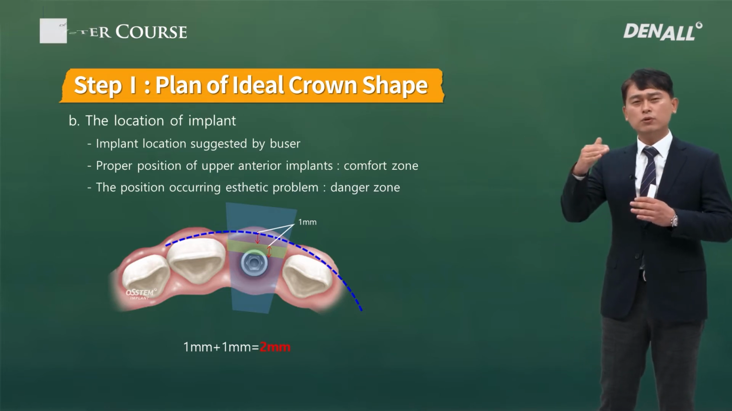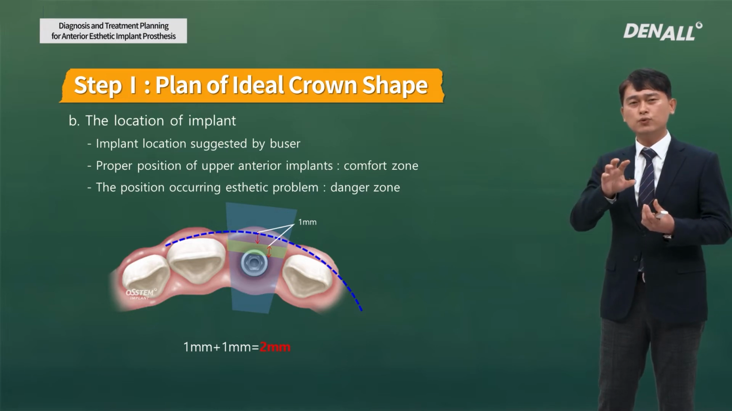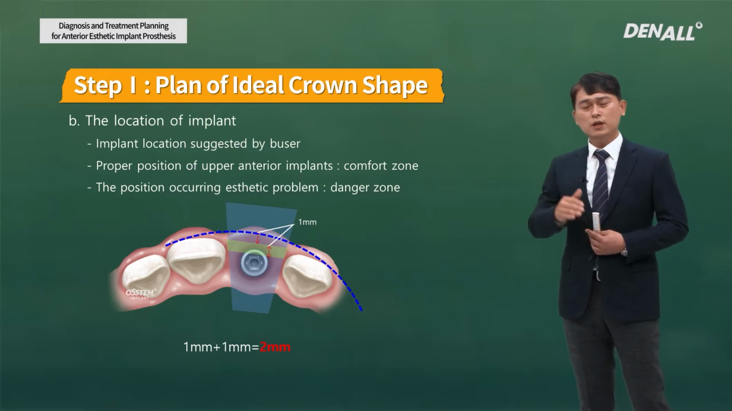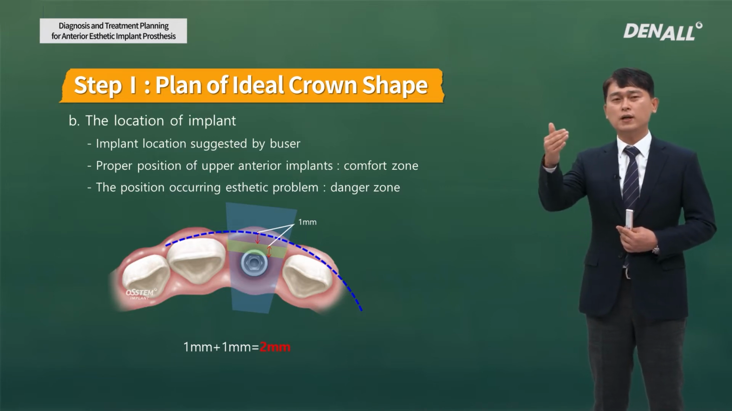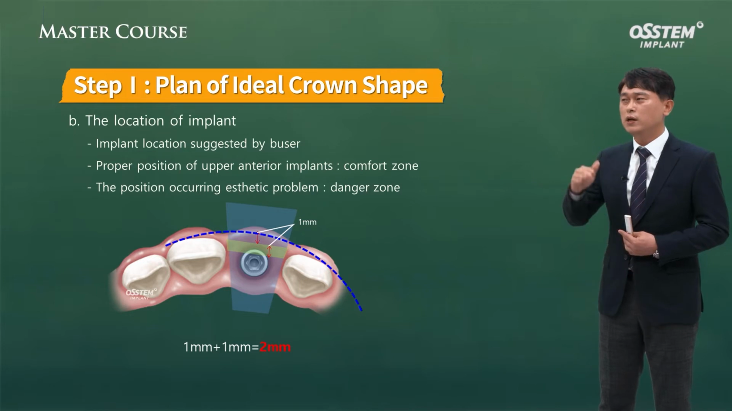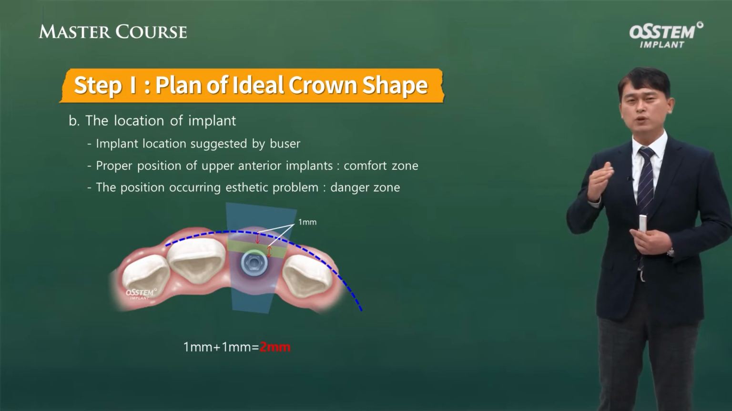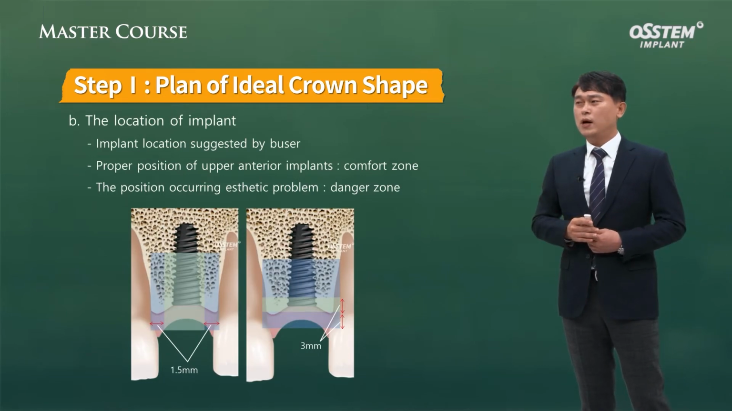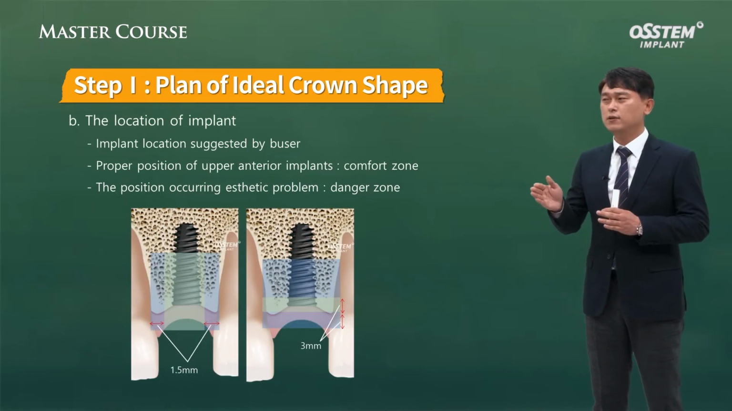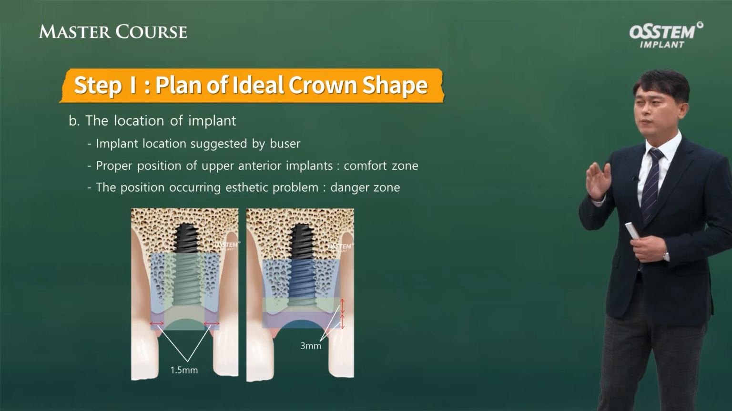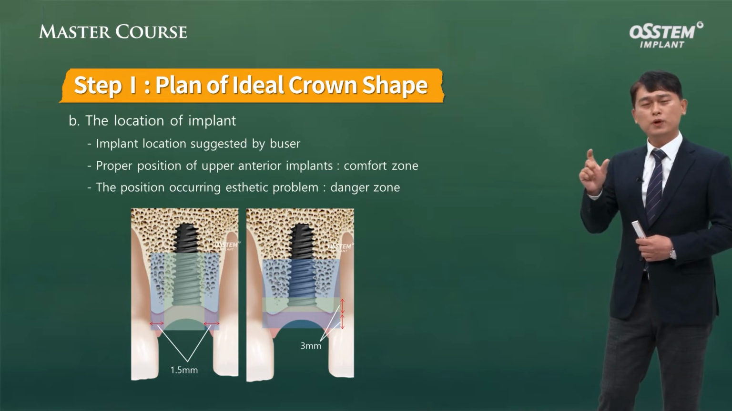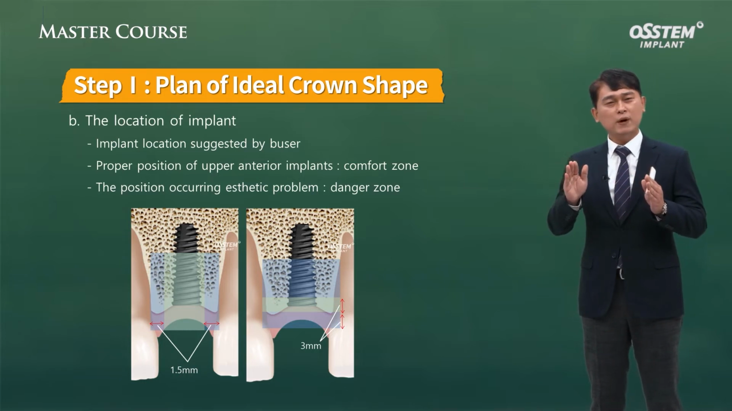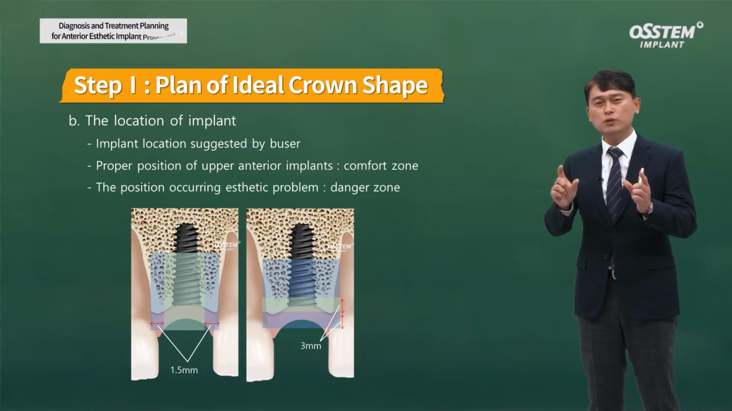We need to make sure that the connection area of the implant is not positioned in the dangerous zone. There needs to be 2 mm of space from the implant to the buccal wall. This is because of the bone. I've talked about how there needs to be 1.5 mm of horizontal space between implant and natural tooth. This horizontal space is the comfort zone. If you infringe upon it, then you'll fall into the danger zone.